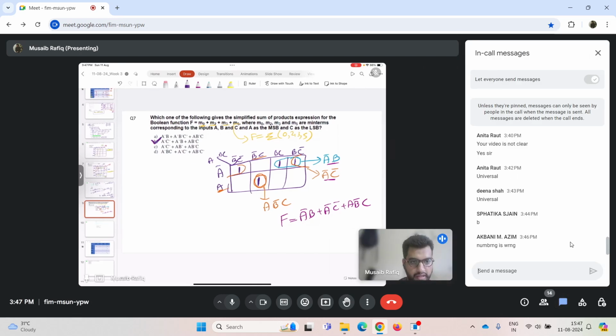Any doubts? Actually I had written, yeah, numbering is wrong. Someone had written it. Yeah, so option B is your correct answer, right?